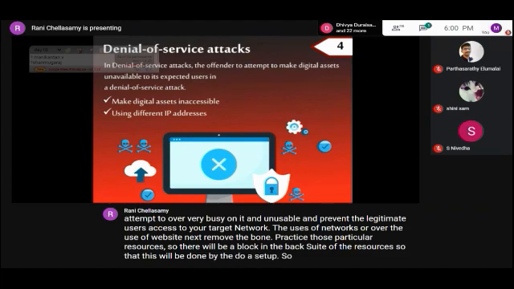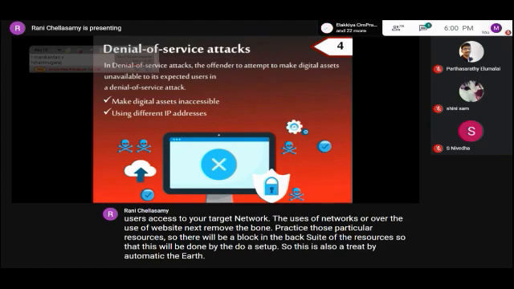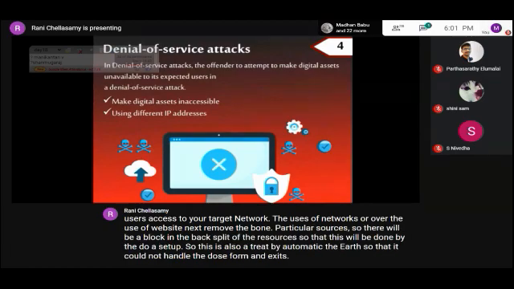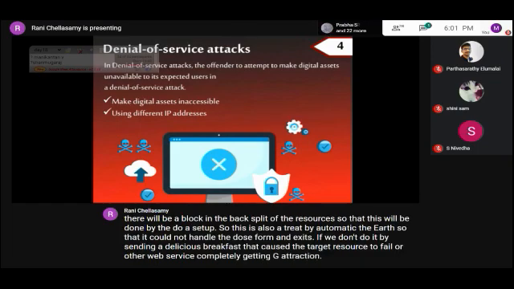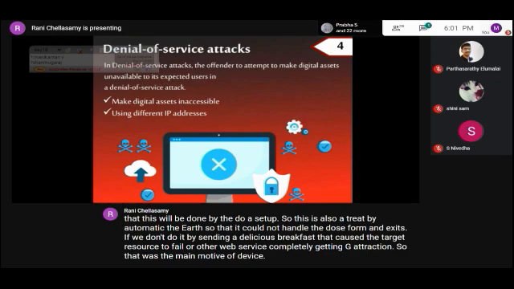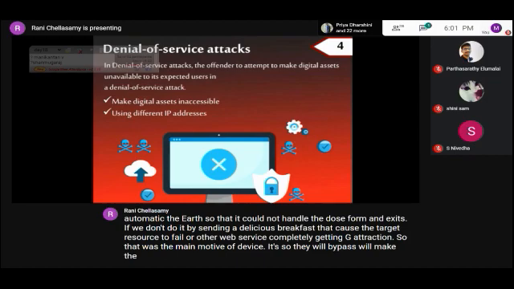This is also achieved by overloading the target, that is the web server. The web server receives a large amount of requests that it cannot handle. By sending a malicious request that causes the target resource to fail, the web server will completely crash. That was the main motive of the DOS attack. Okay. So a DOS attack makes digital assets inaccessible, and it is also done using different IP addresses.